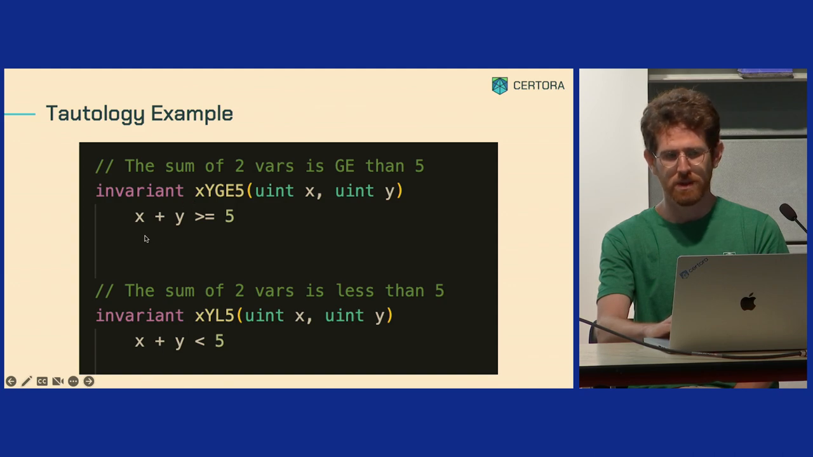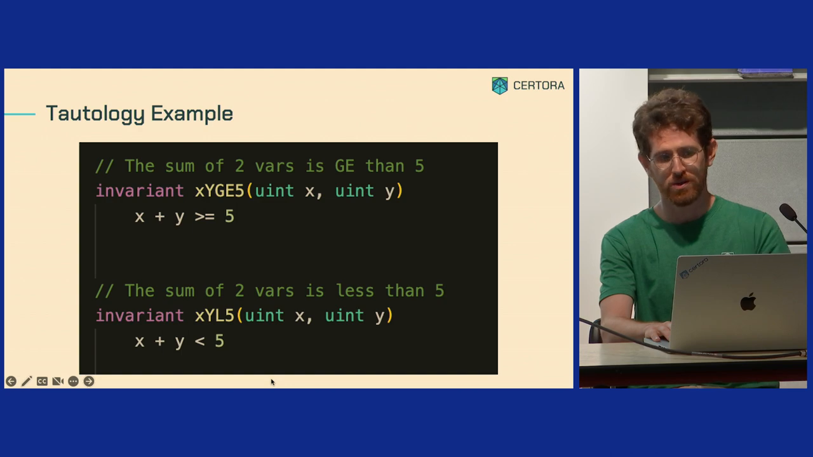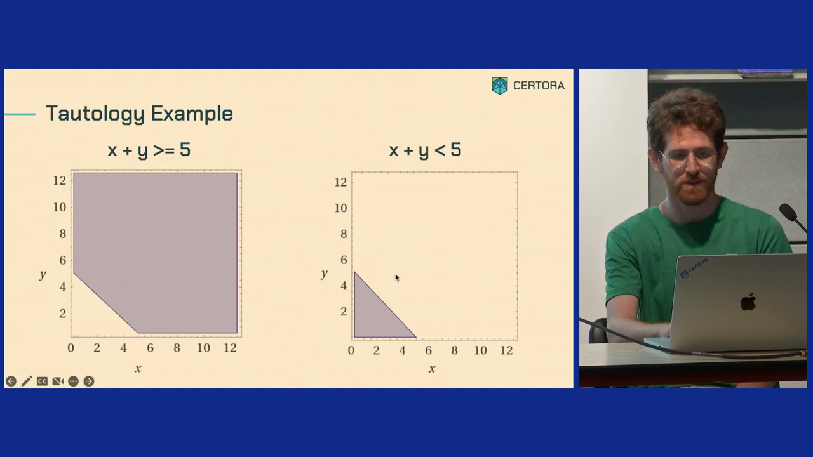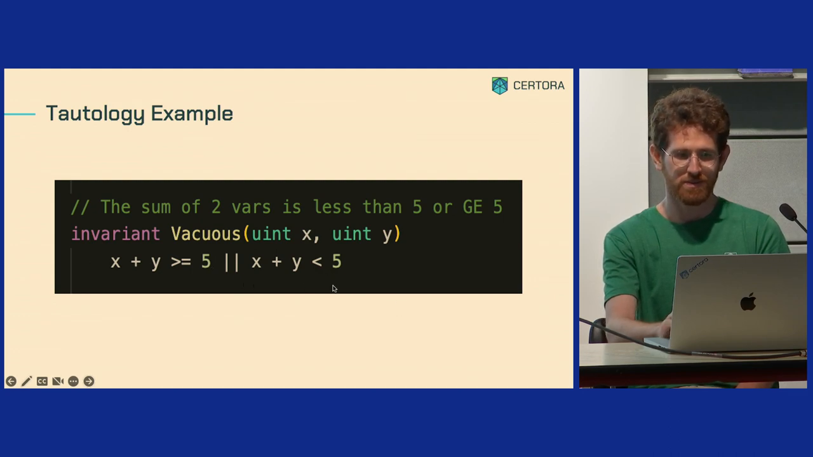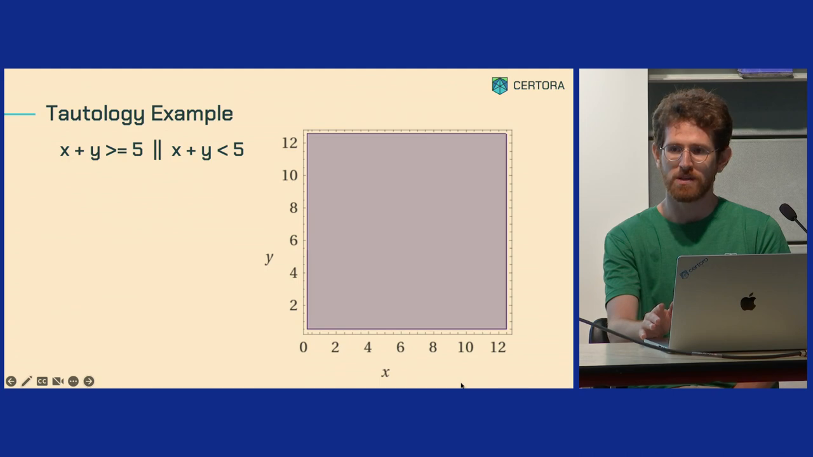So here is a silly and simple example. We wrote here two invariants: x plus y greater or equal than 5, and x plus y less than 5. These two invariants look like this in space. They are valid, non-tautological invariants, meaning that there are values that do not satisfy the assert of the invariant. So this is the white space here. Now here is another invariant, a combination of the two first invariants, which is vacuous or tautology: x plus y greater or equal than 5, or x plus y less than 5. This is basically interpreted to the whole space of possibilities.